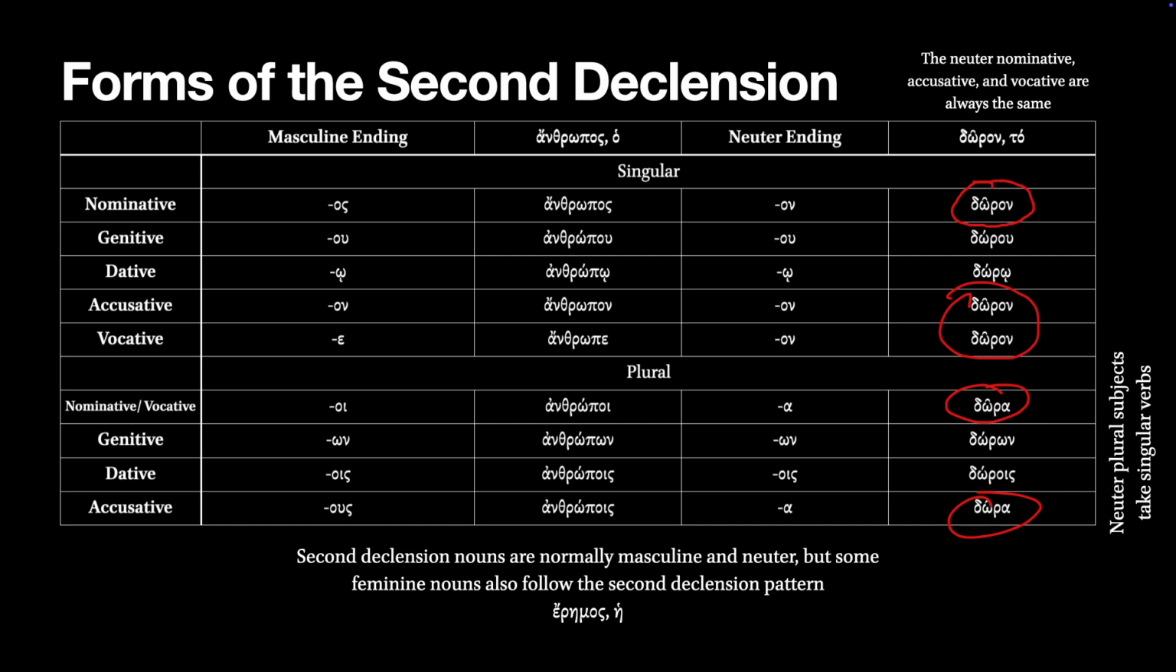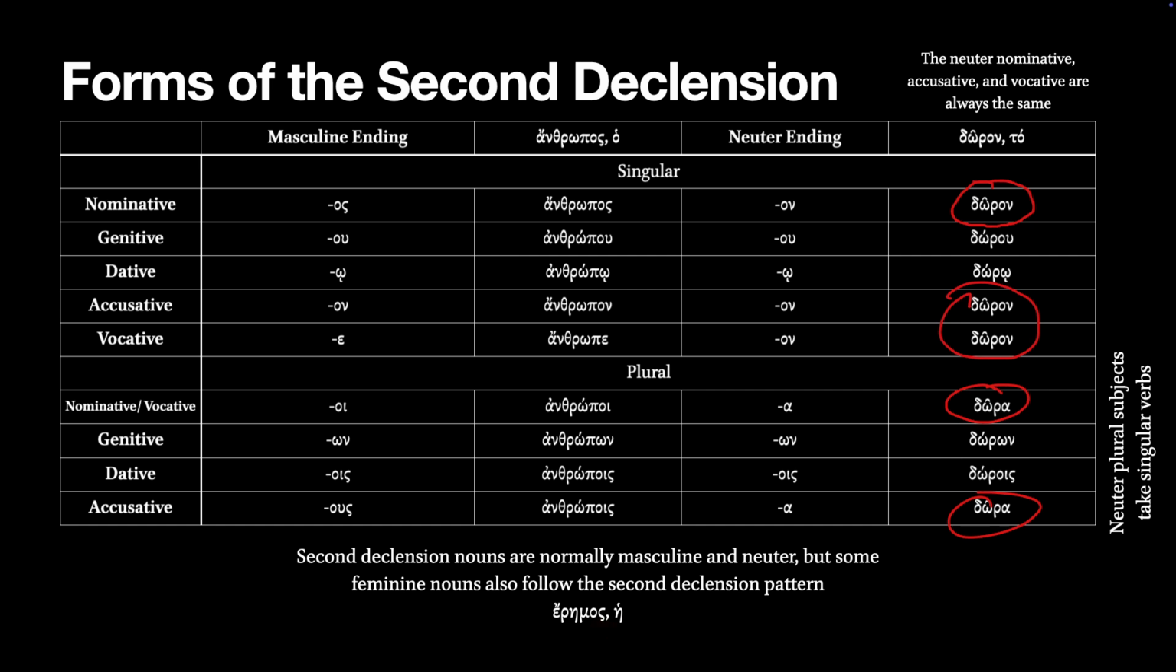So as we noted previously, most second declension nouns are masculine or neuter. Those ending in os are going to be masculine. Those ending in on are normally going to be neuter. There are some nouns that end in os in particular that are actually not masculine. So these are exceptions to that basic rule, and rather they are feminine.